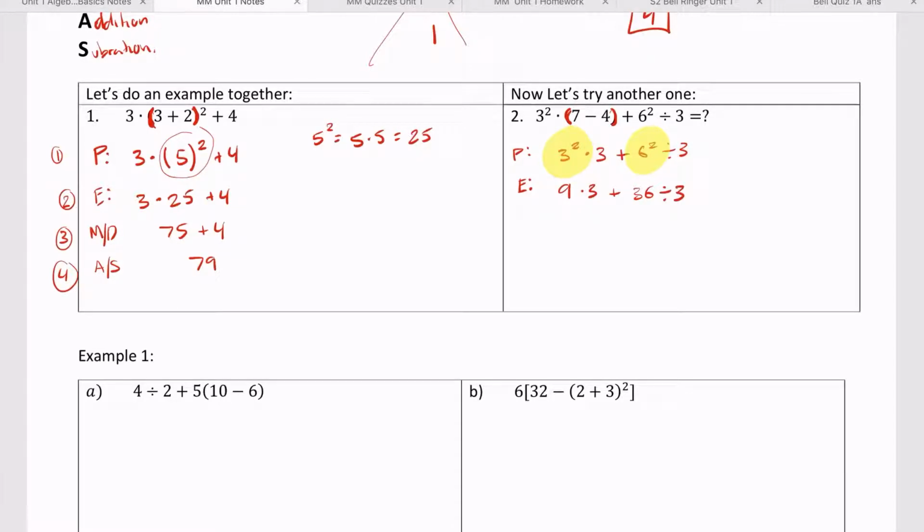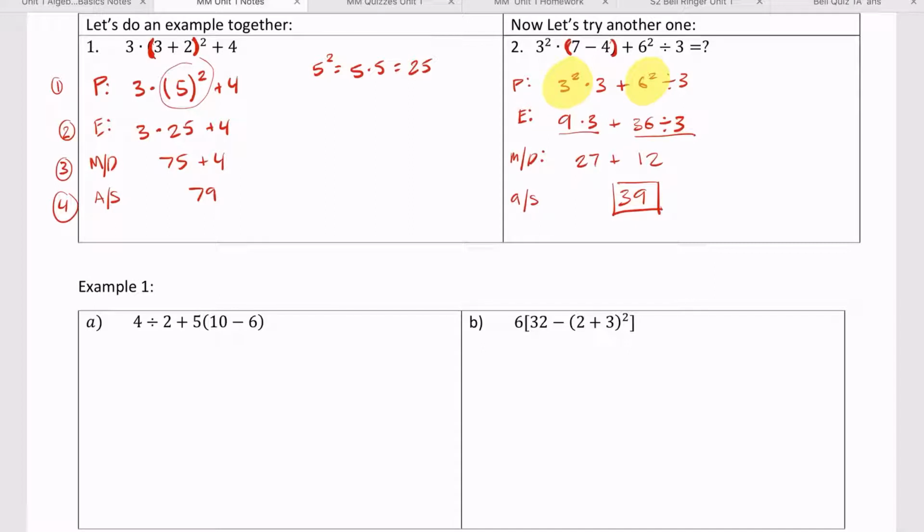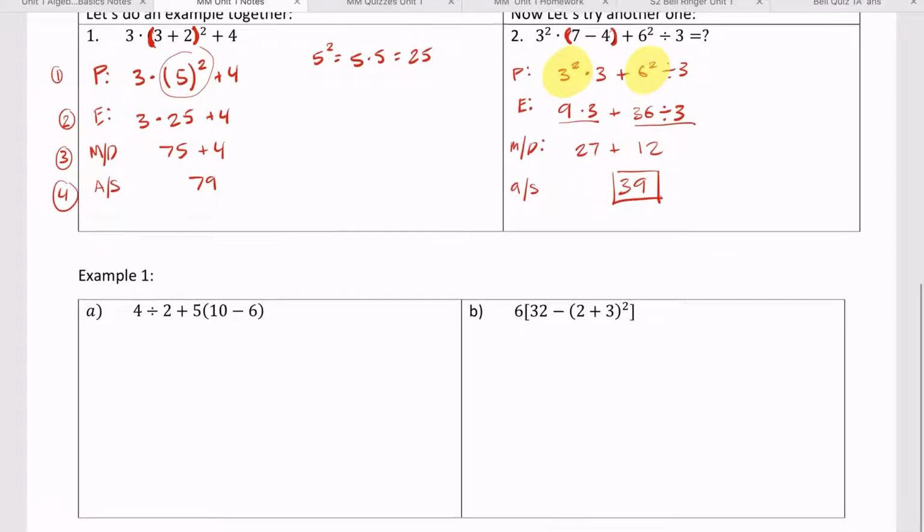Next we have multiplication and division, left to right. So here's 1. Here's another thing we need to evaluate. So 9 times 3 is 27, plus 36 divided by 3 gives us 12. Okay? Then after that we do addition, subtraction. All we have is adding the 27 to 12, which gives us 39. Okay? So I would suggest writing down these 4 steps as you go through the PEMDAS, and that will help you immensely.